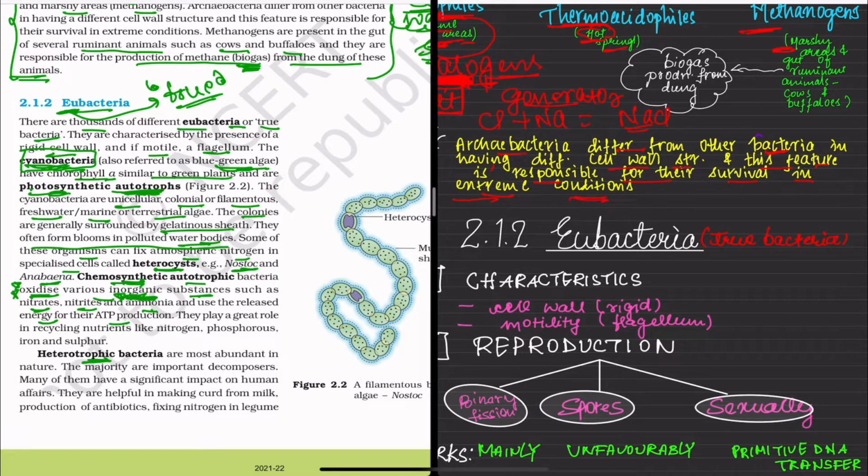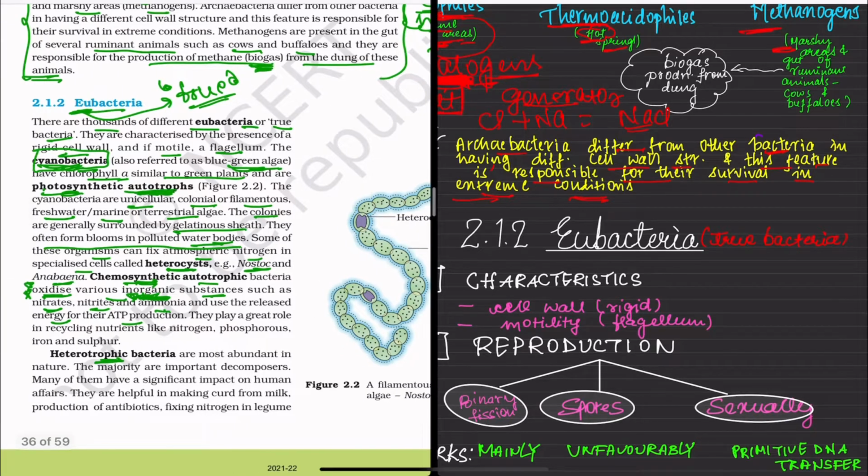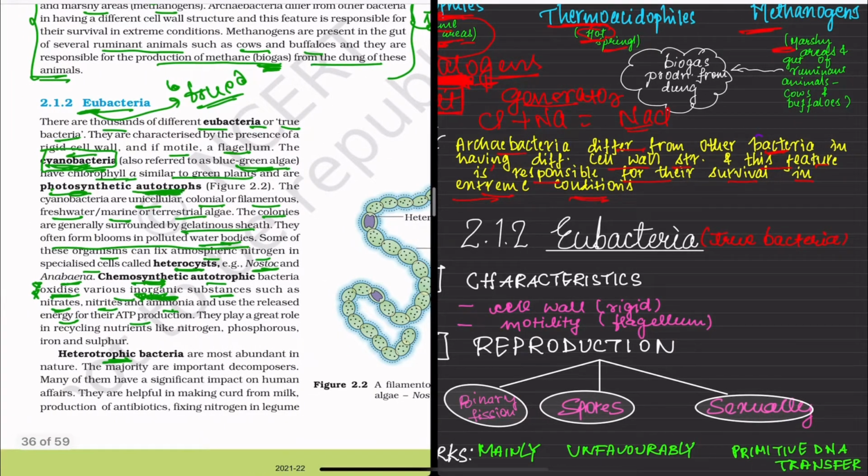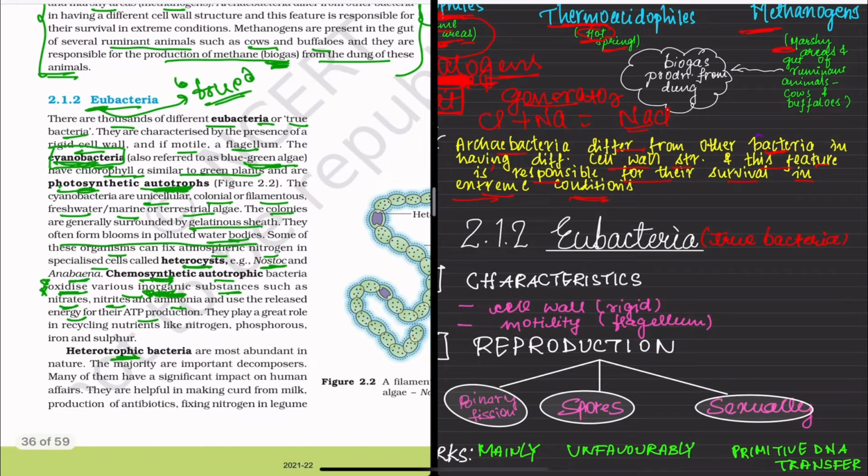So how will they frame questions from this? Chemosynthetic autotrophic bacteria reduce various inorganic substances. False. Chemosynthetic autotrophic bacteria oxidize various organic substances. False. Chemosynthetic autotrophic bacteria reduce various organic substances. Again false. And chemosynthetic autotrophic bacteria oxidize various inorganic, this time true, substances such as nitrates, nitrites and ammonia, and use the released energy for ATP production.